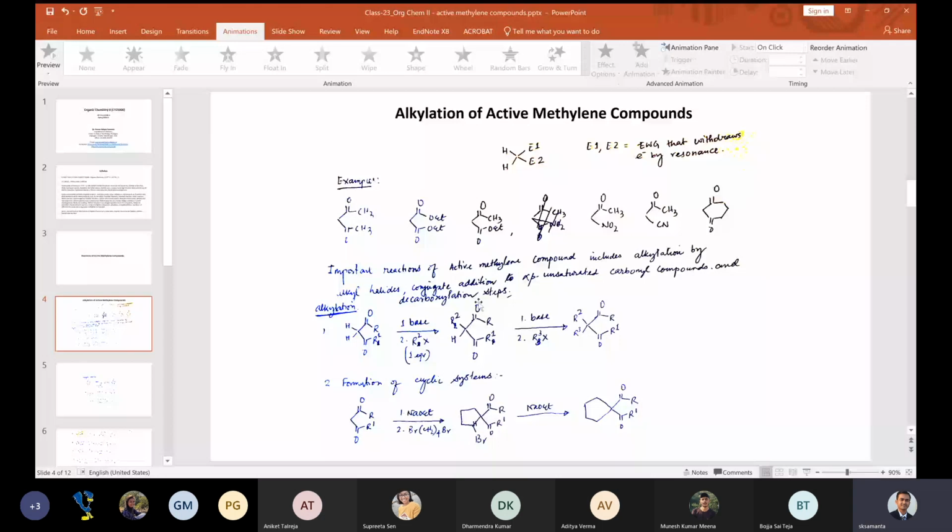Add one more equivalent of base, and then this proton, which is also active, will be gone, and again you can add another different alkyl halide. Okay, so you can have disubstituted non-symmetrical disubstituted active methylene compound. You can synthesize in this manner. In this fashion, you can also synthesize cyclic systems. Although the yield of cyclic systems is usually less, in principle you can make these things.